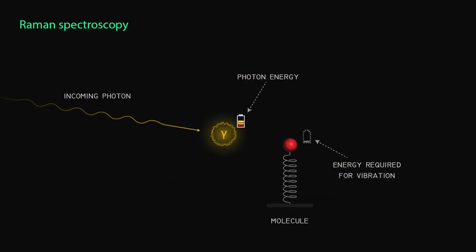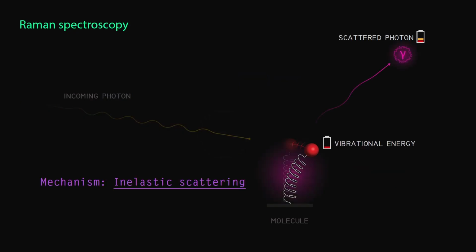In Raman spectroscopy, we have a different process. The arriving photon has more energy than is required for our vibration. In classical physics, there is no matching of the energies, and therefore no interaction will take place. However, in quantum physics, there is a small chance that both will interact. In such a case, the incoming photon bounces off the molecule, transferring exactly the energy required for the vibration. The scattered photon leaves with less energy. This is called inelastic scattering and is the energy transfer mechanism of Raman spectroscopy.